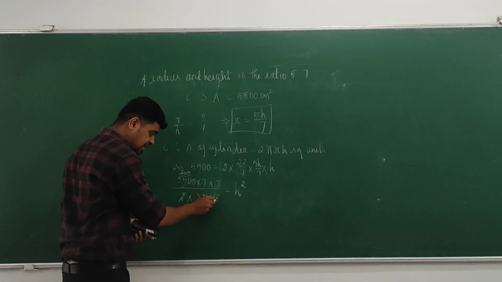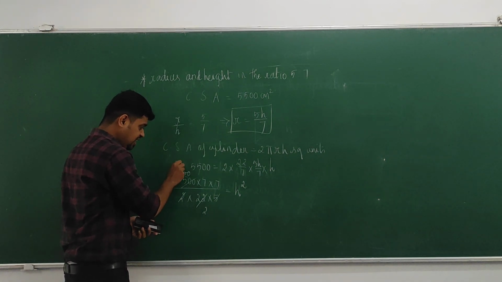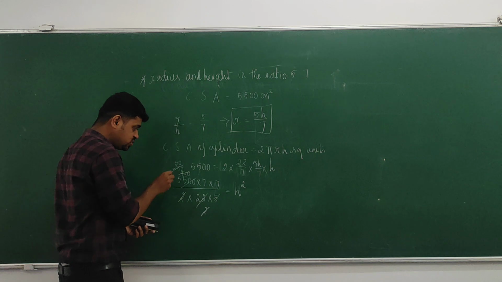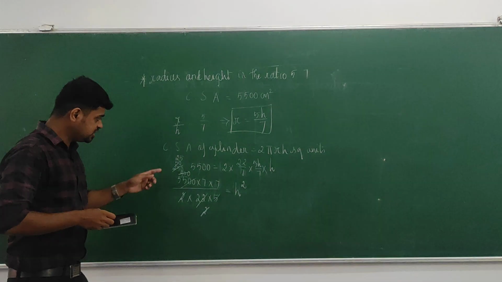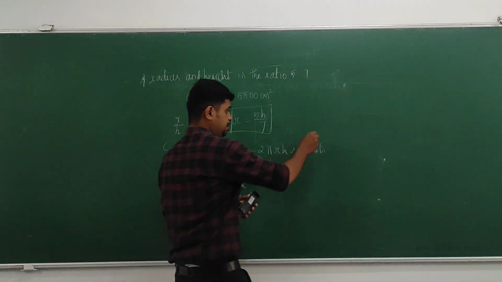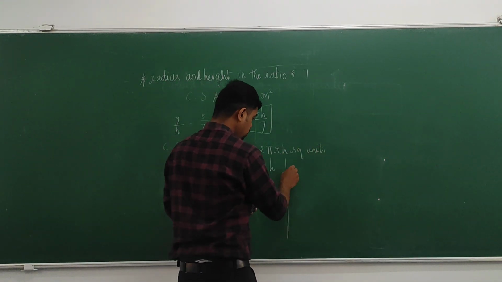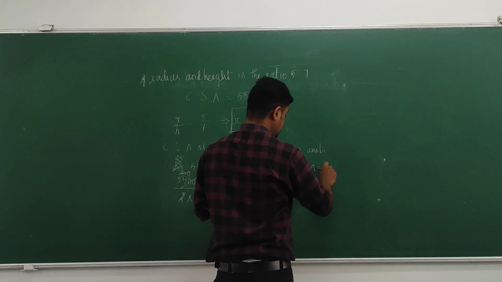Again we can cancel these two things also. The answer will be 50. Again we can cancel this 2 and this 50. My answer will become 25. Now we need to multiply this 25 into 7 into 7. So now 25 into 49 is equal to h square.